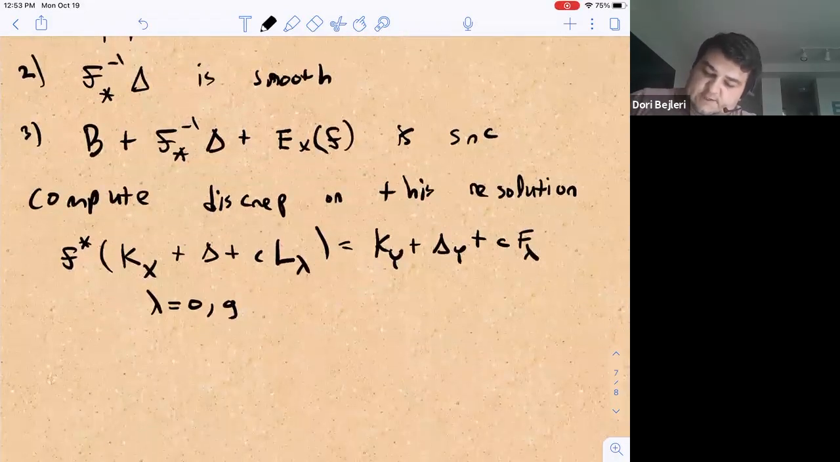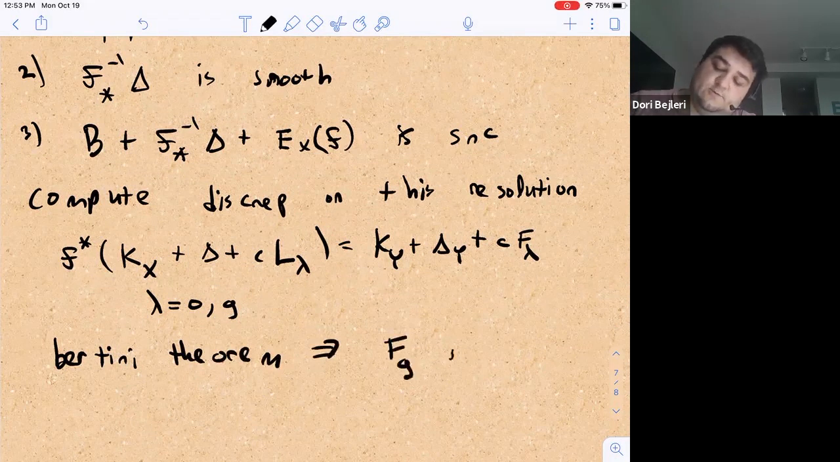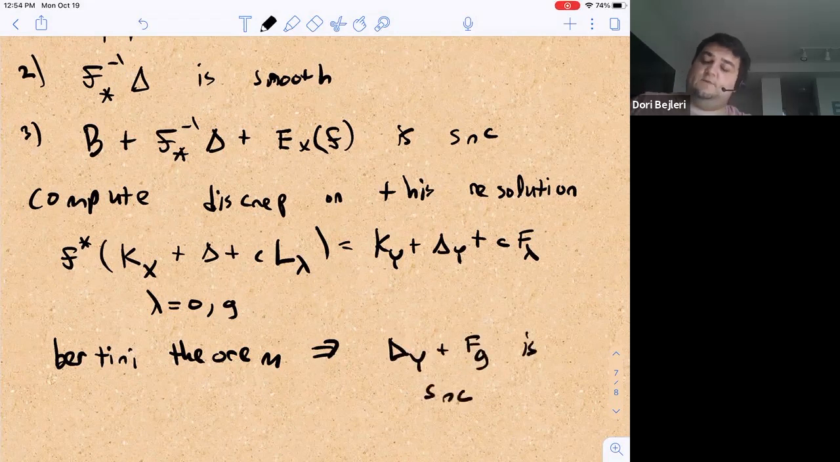So now we have our pair upstairs. That's delta Y plus a multiple of this base point free divisor. But now we have Bertini's theorem for base point free divisors, which implies that FG is smooth and the whole thing is normal crossing. So let me write it more generally, that delta Y plus FG is simple normal crossings. So now we can compute the discrepancies of our pair downstairs using this delta Y plus C F lambda. We also know that generically this is simple normal crossings, so we can compute it from the coefficients. That was our lemma about simple normal crossings.